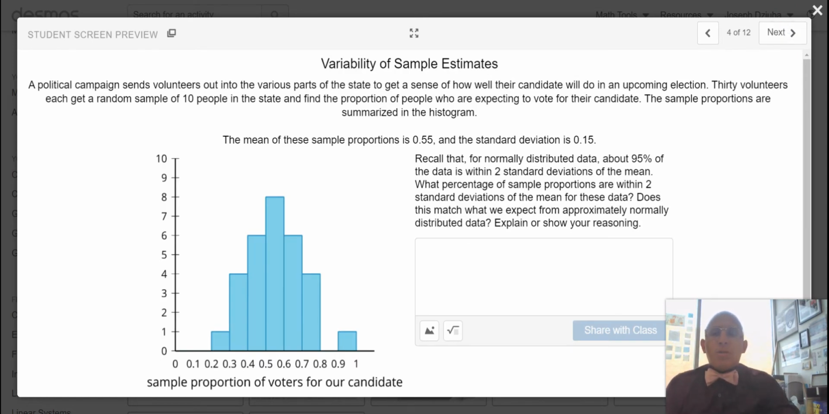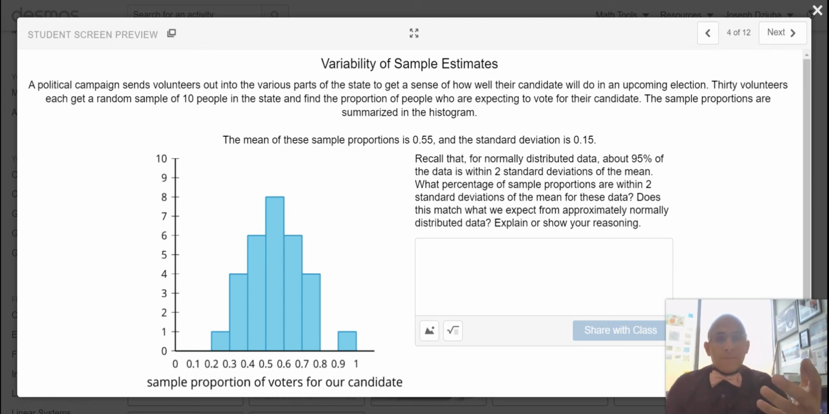Next up, a political campaign sends volunteers out into various parts of the state to get a sense of how well their candidate will do in an upcoming election. 30 volunteers each get a random sample of 10 people in the state and find the proportion of people who are expected to vote for their candidate. The sample proportions are summarized in the histogram. Remember, when we are stating proportions here, we are technically stating the expected probability of that particular event. The average of these sample proportions is 0.55 and the standard deviation is 0.15.